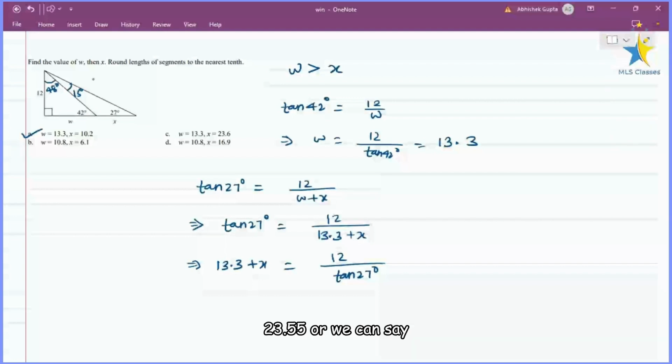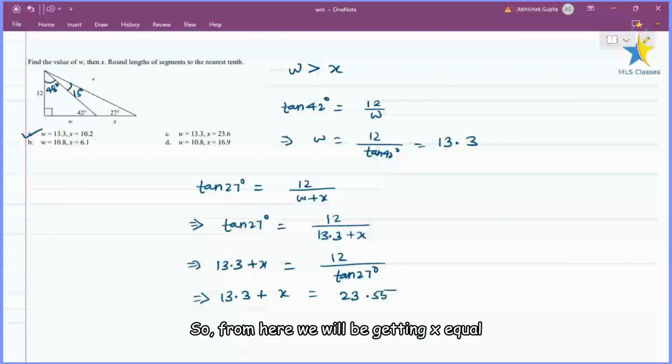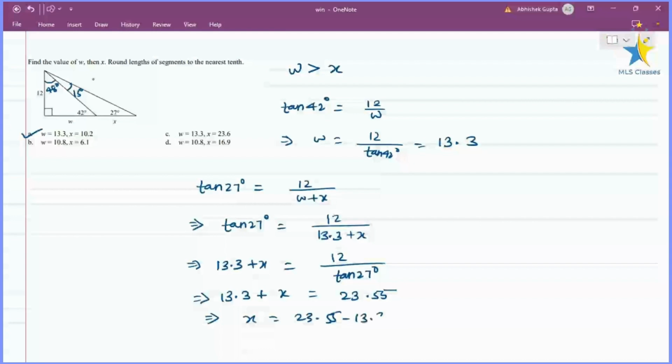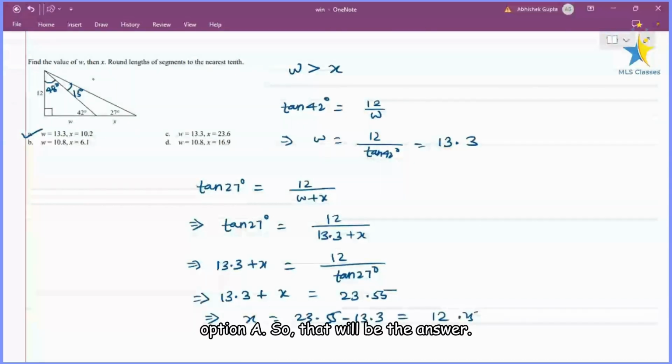23.55, or we can say 23.6. So from here we get X equal to 23.55 minus 13.3, which is 12.25. So it is close to option A. So that will be the answer.